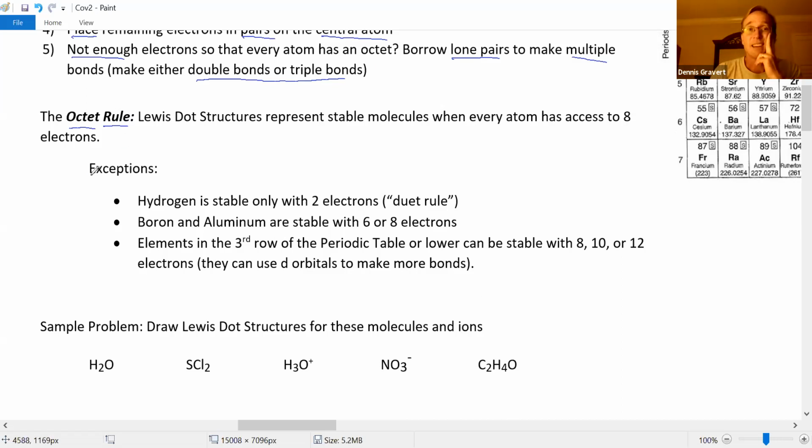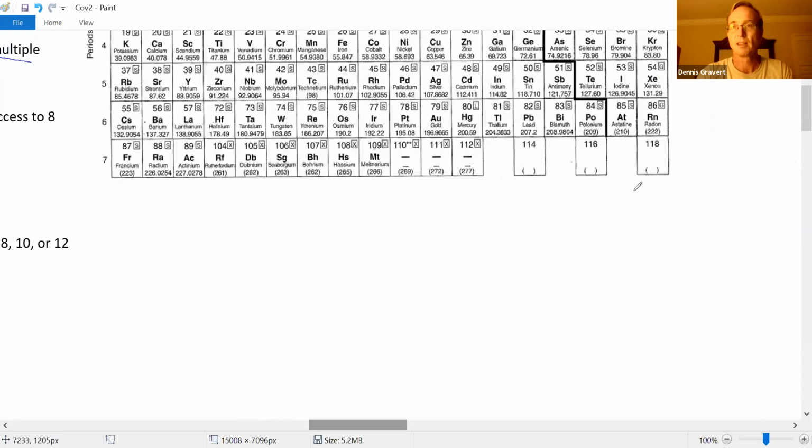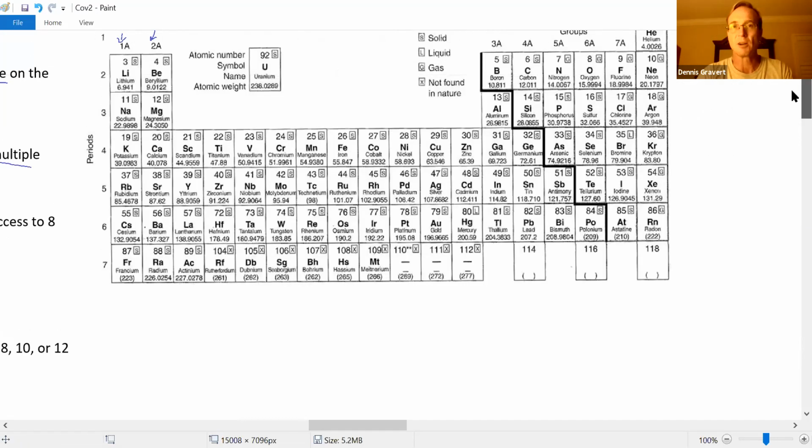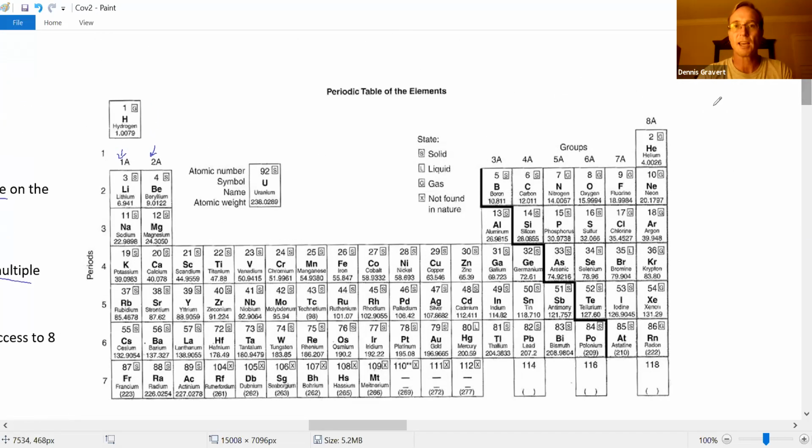Cool. Oh yeah, we have exceptions. And not so cool. What are those exceptions? Well, we already mentioned one. Hydrogen, it just needs 2 electrons. You could call it the duet rule instead of the octet rule. Boron, we mentioned earlier in this video, is okay with 6 or 8 dots. So is aluminum. So how are you going to remember boron and aluminum? Well, based on their position helps. They're right here at the edge of the p block.